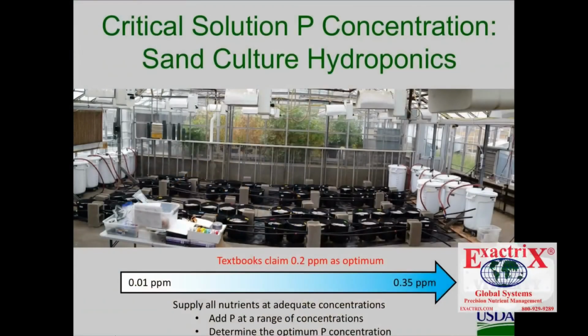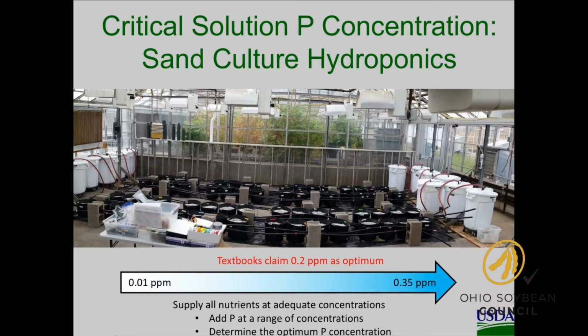I'm using a sand solution, or it's a hydroponics approach. It's considered a sand culture. So I'm using sand as a physical medium for growing the plant, but the sand is 100% inert. It won't absorb phosphorus or any nutrients for that matter, and it won't desorb them. So whatever I apply in my nutrient solution is exactly what the plant sees. I can control the nutrient concentrations very, very precisely. And so that's what we did.